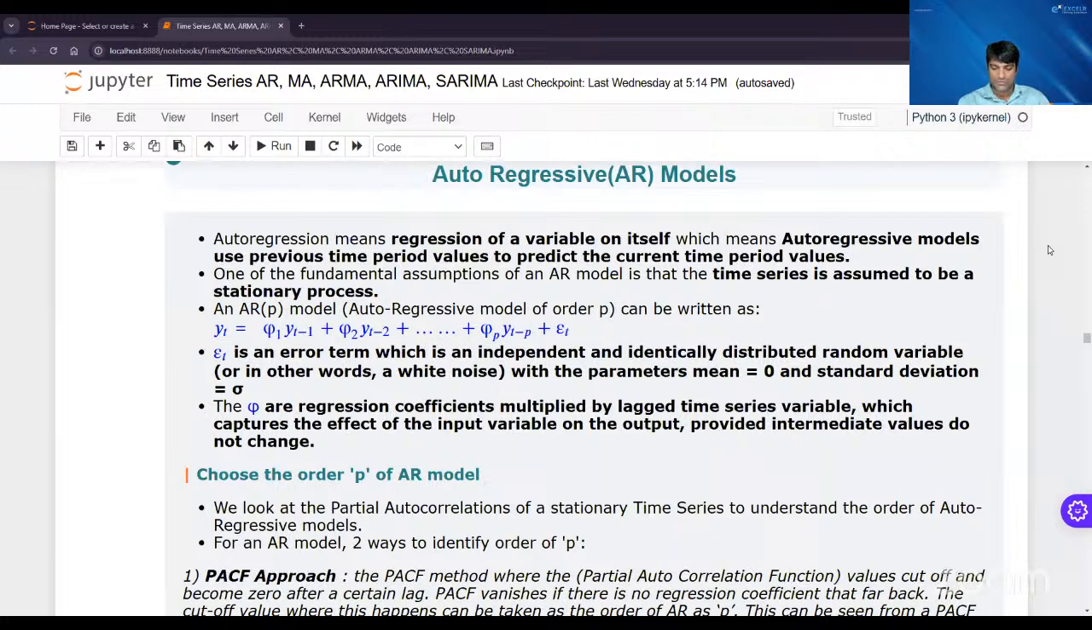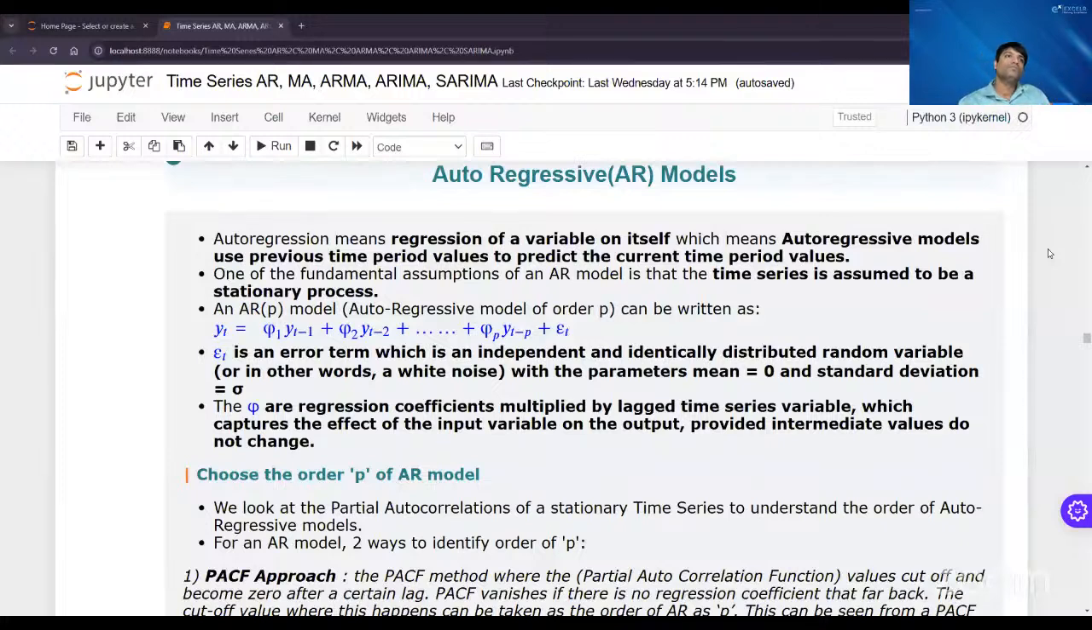I think we can go ahead. No questions, I guess. Okay, fine. So let me continue. The first model is basically the auto-regressive model. Just a minute.